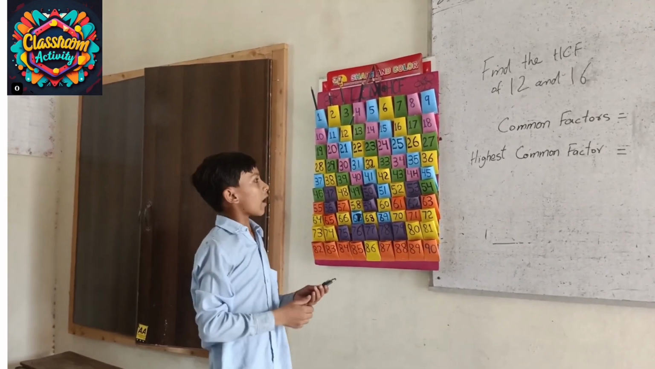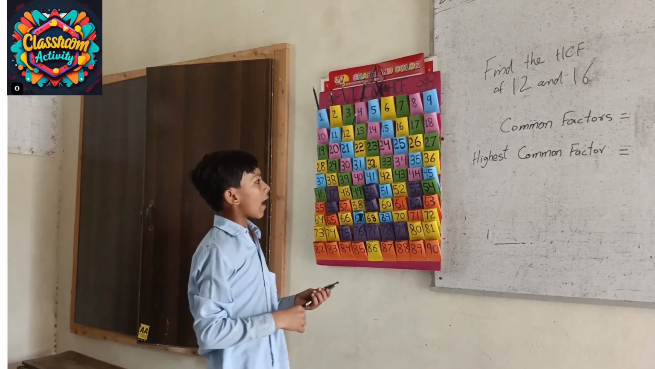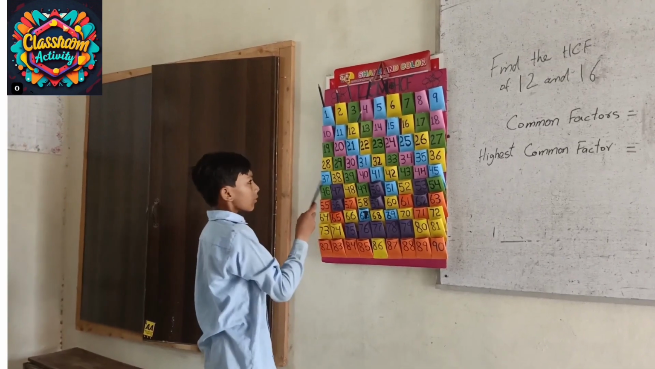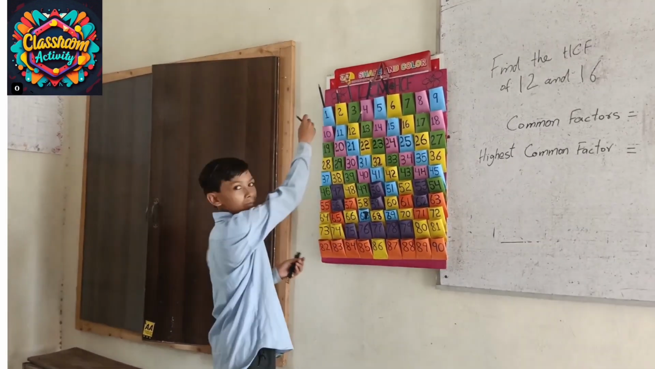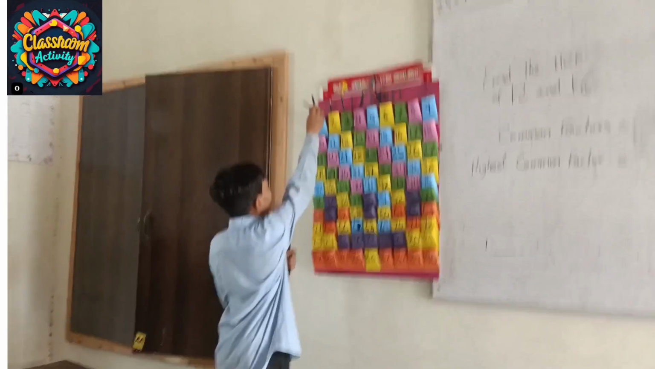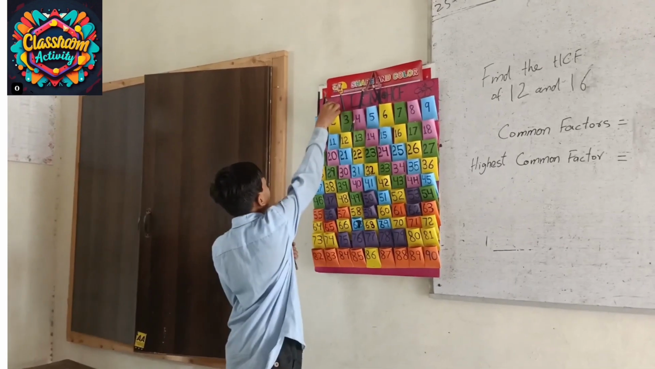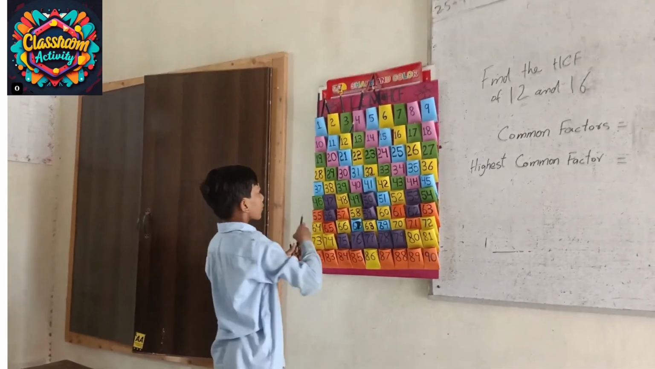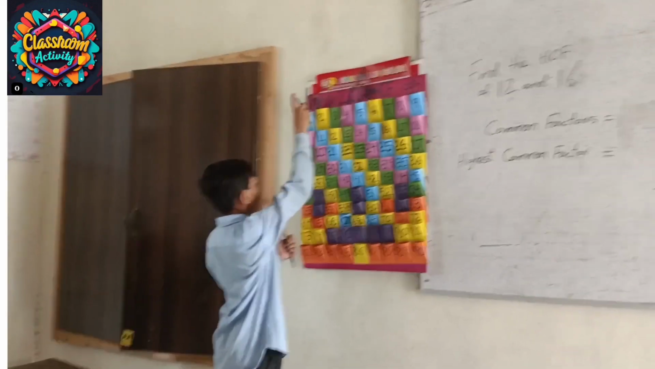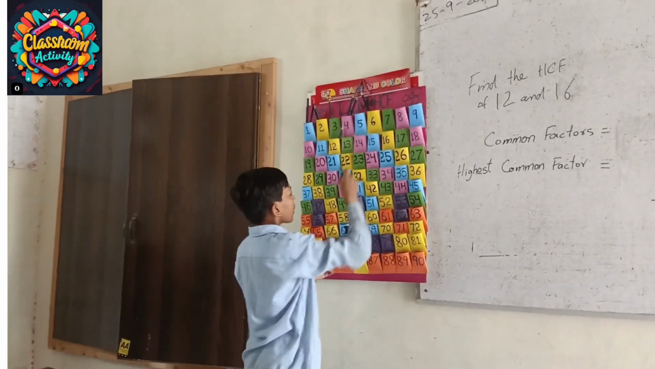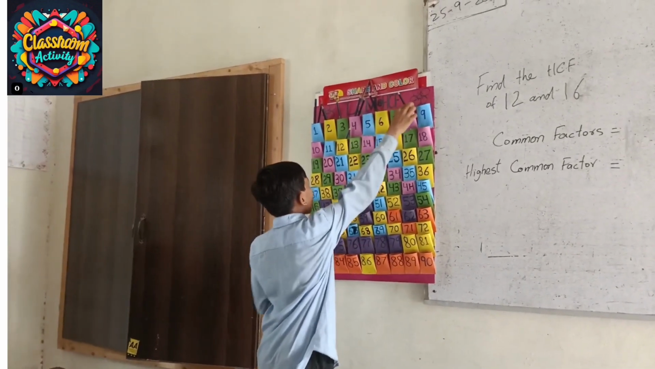Now we will find the factors of 16. 1 is a factor of 16. 2 is a factor of 16. 4 is a factor of 16. 8 is a factor of 16.